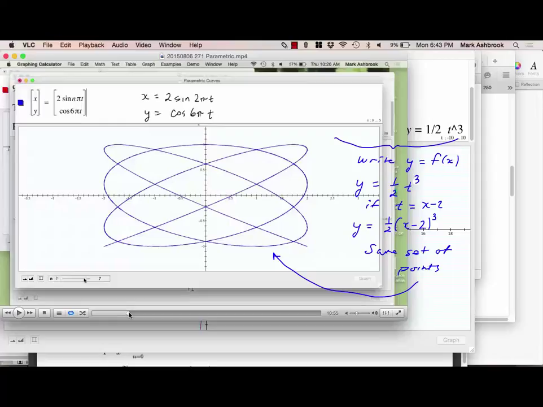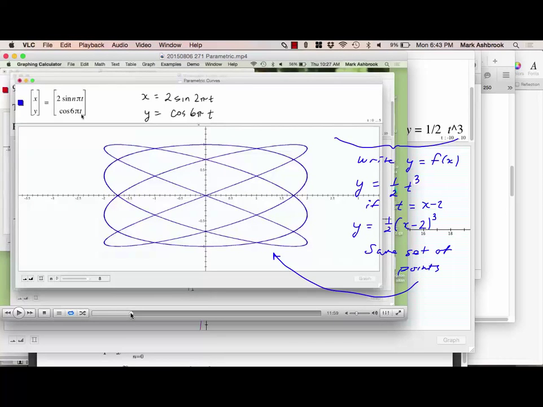With y as a function of x, we could never get this, right? This is clearly not a function of x. But when you introduce a parameter and you do x and y separately as a function of a parameter, you can get all kinds of crazy curves that you couldn't get before. That's all one curve.